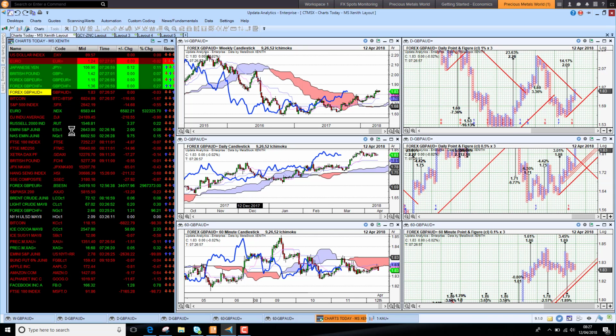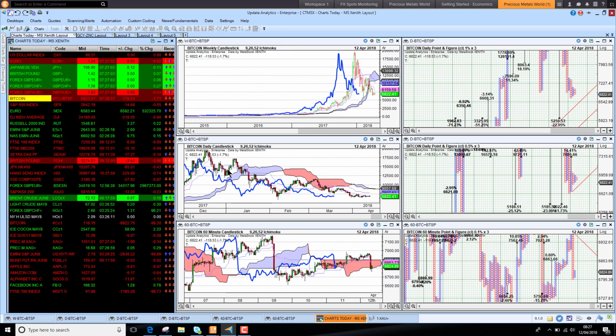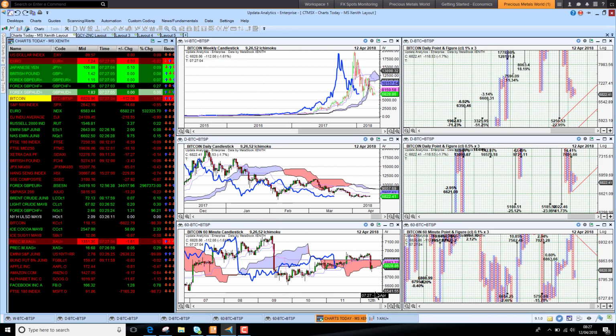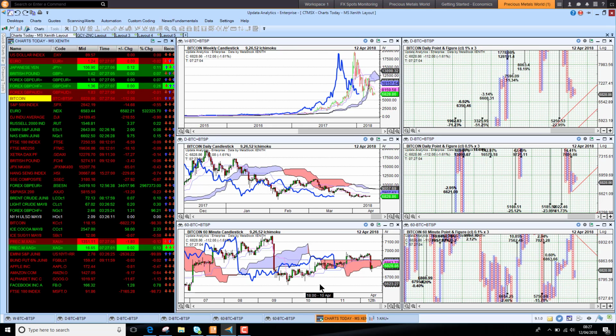And if we look at Bitcoin, we're seeing here just another lurch down this morning. So we are just seeing pressure to the downside all the time there on Bitcoin. So interestingly, we're bearish there.